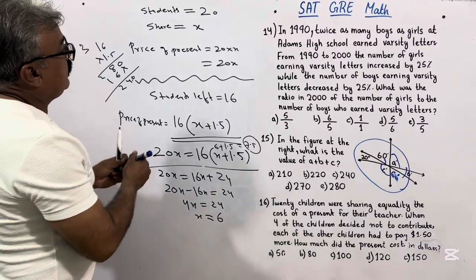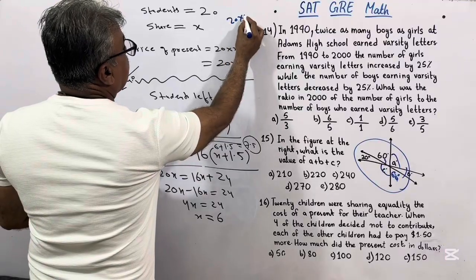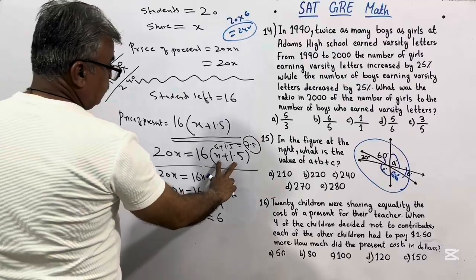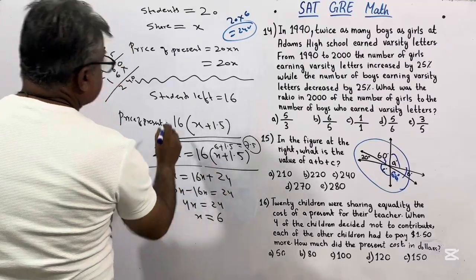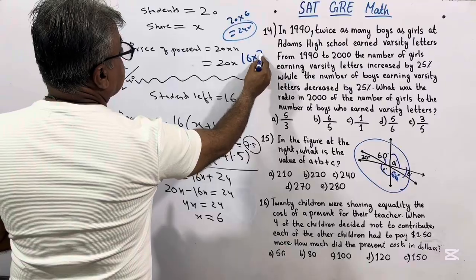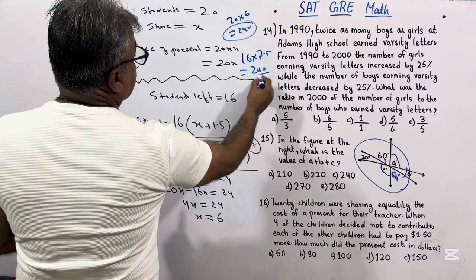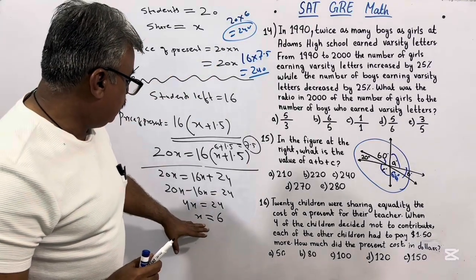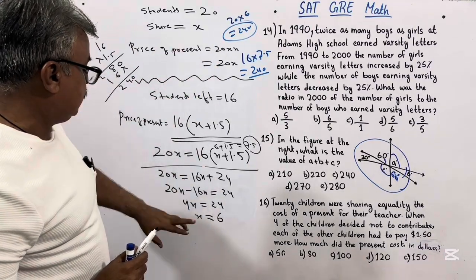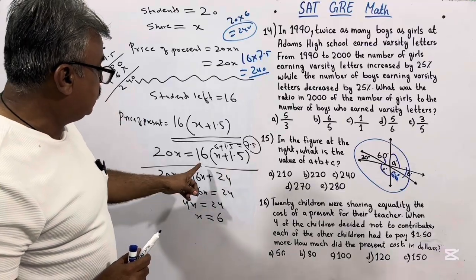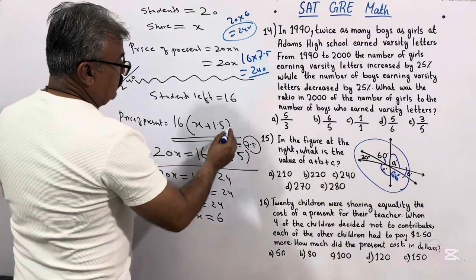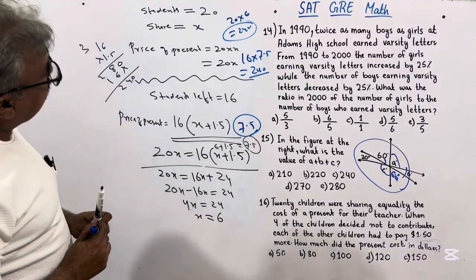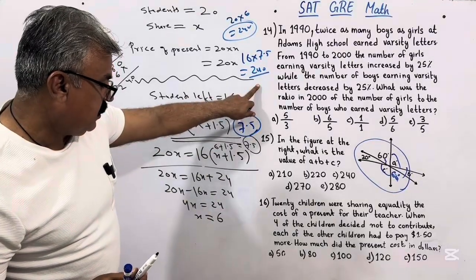If you utilize this, 20 times 6, you get 240. Or one can utilize 16 times 7.5. When there were 20 students, their share was $6. When there were 16 students, their share was $7.5. However, the price for the present is $240.